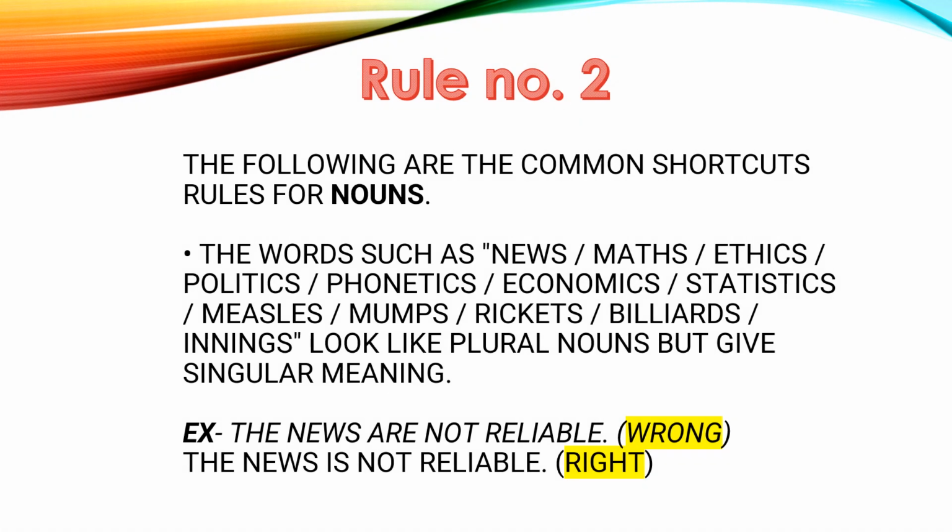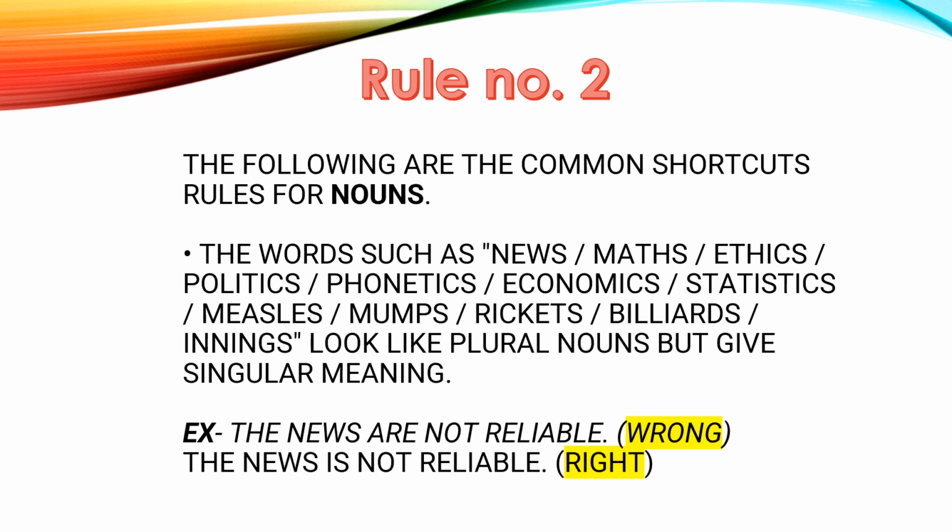Now moving ahead, we have rule number 2. The following are the common shortcut rules for nouns. Now we are going to talk about some of the common mistakes, shortcuts and rules related to nouns. The words such as news, maths, ethics, politics, phonetics, economics, statistics, measles, mumps, rickets, billiards, innings look like plural nouns but give singular meaning.